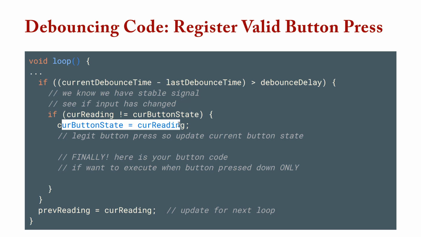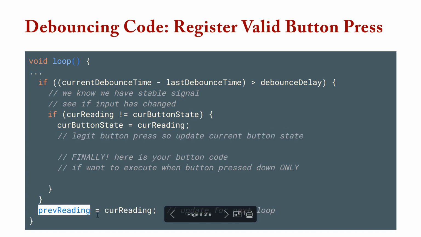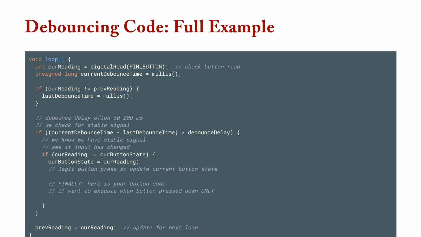So I made a legitimate button press. And then in this if statement right here, you can put any code that you would have put before. That's what happens on a button press. Okay, so just adding in this extra barrier logic will keep the button working properly. And then finally, at the end of our code, we want to make sure that we add our updates. And here's the full code if you want to see it.